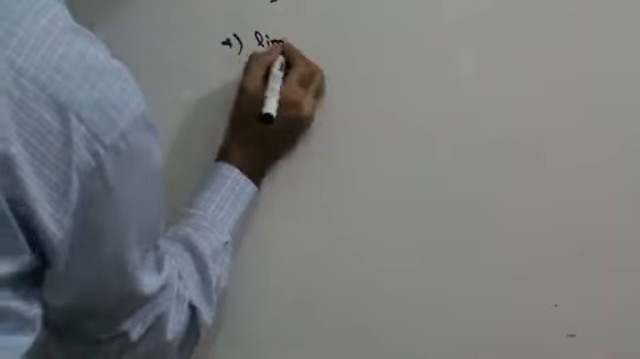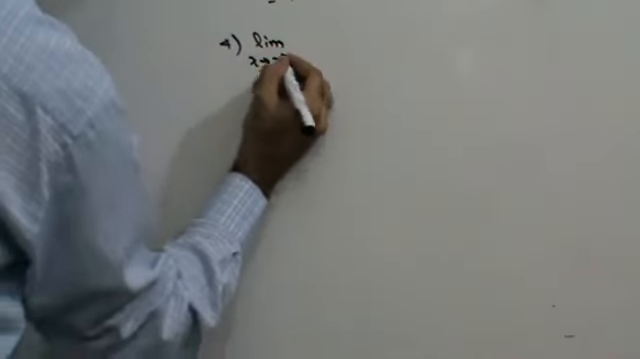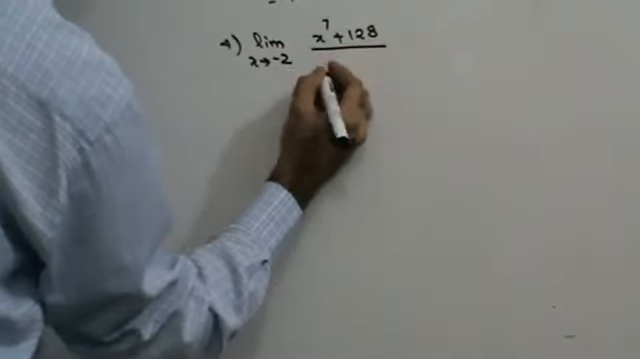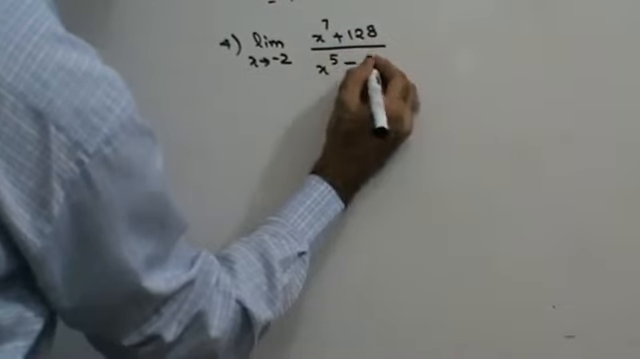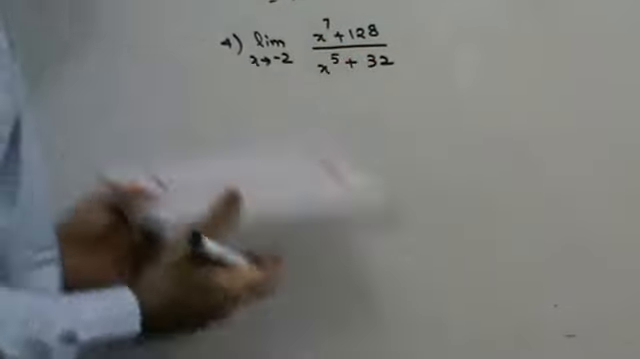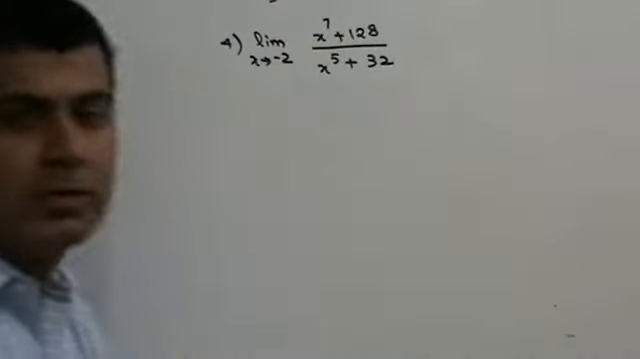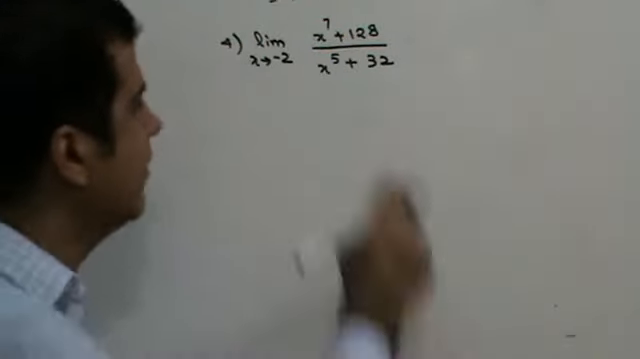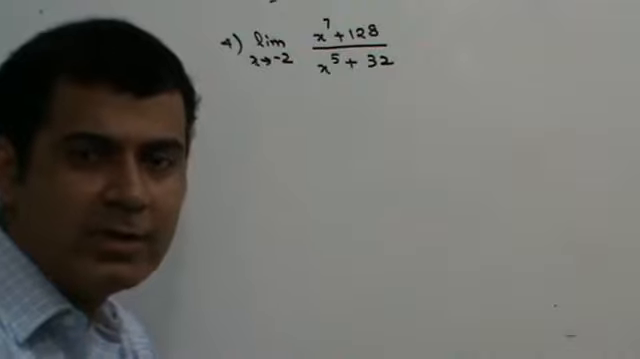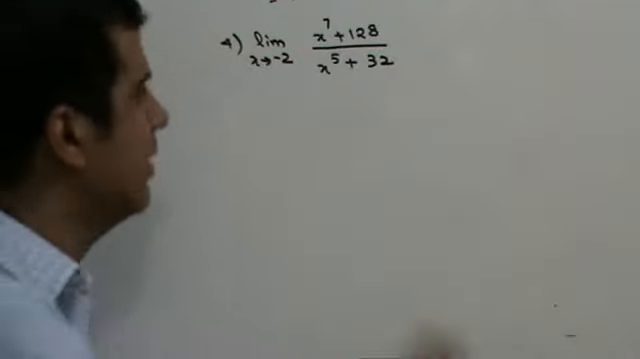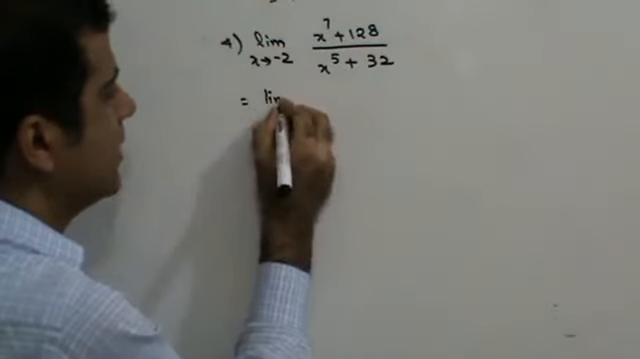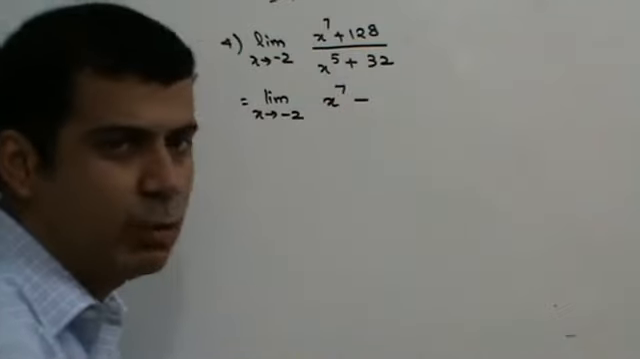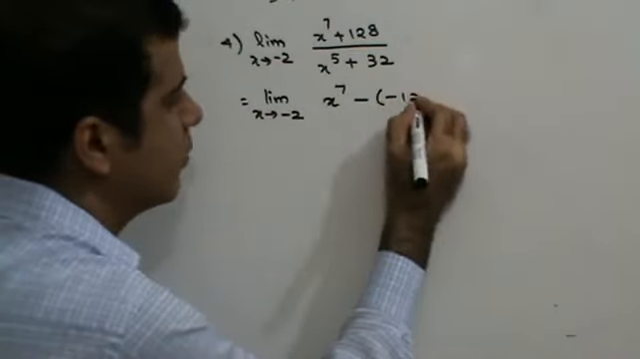Now, limit of x tends to minus 2, x raised to 7 plus 128 upon x raised to 5 plus 32. Okay. Let's see the sum. Now, it's going to be a very simple, straightforward sum. But the problem is, my formula has a minus sign whereas this has a plus sign. So the first thing I need to do is convert this into a minus sign. This can be written as limit of x tends to minus 2, x raised to 7 plus 128 written as x raised to 7 minus of minus 128.